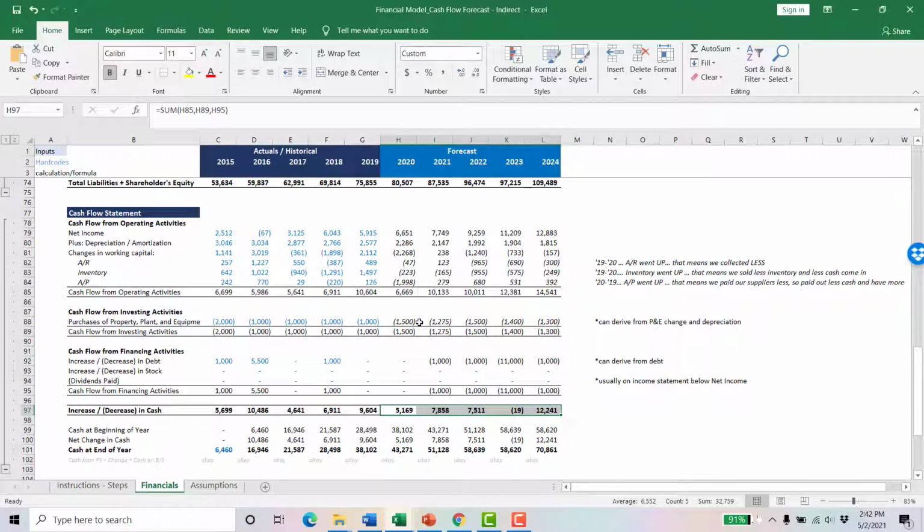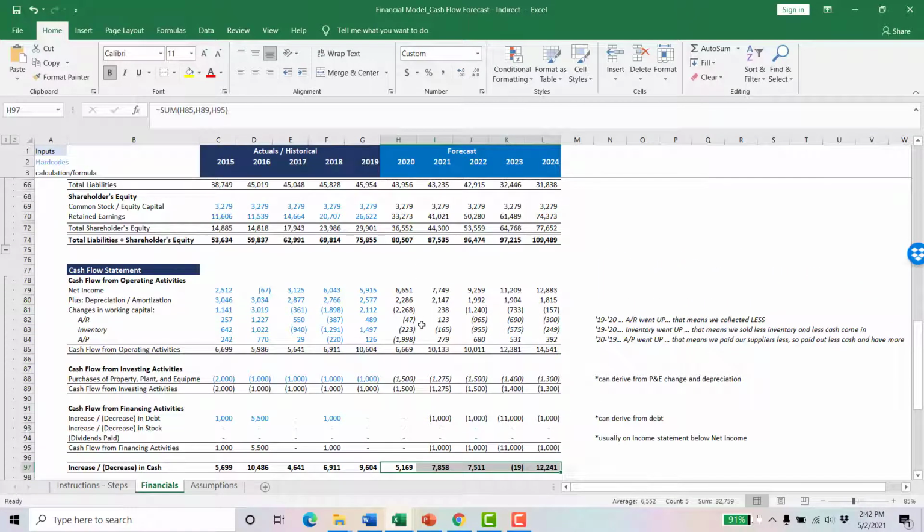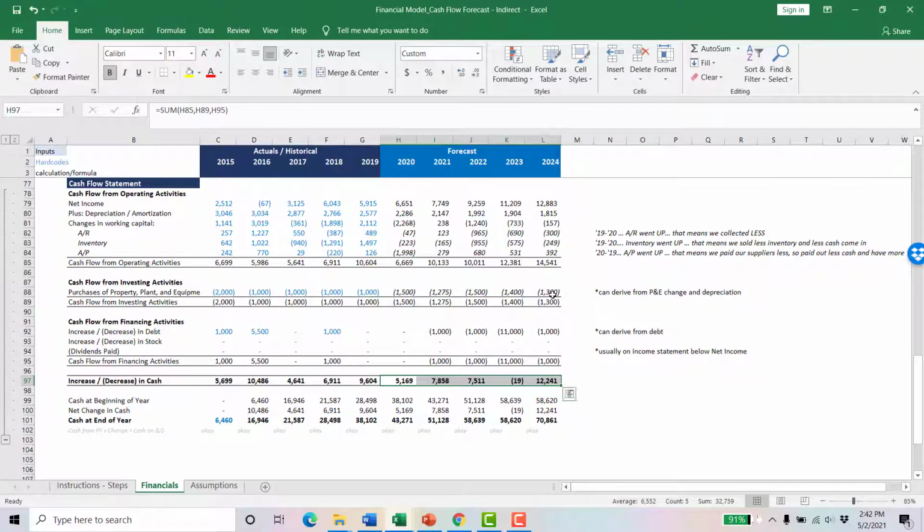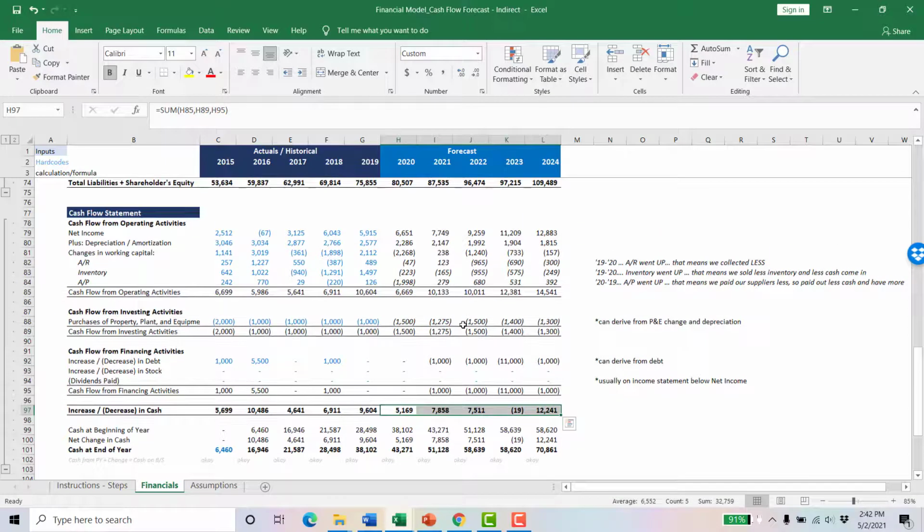Pretty simple. Derivatives from your income statement and your balance sheet give you your cash flow statement. Again, there are ways to be more detailed and more granular here, but this is a good overview of how to do a 5-year budget.